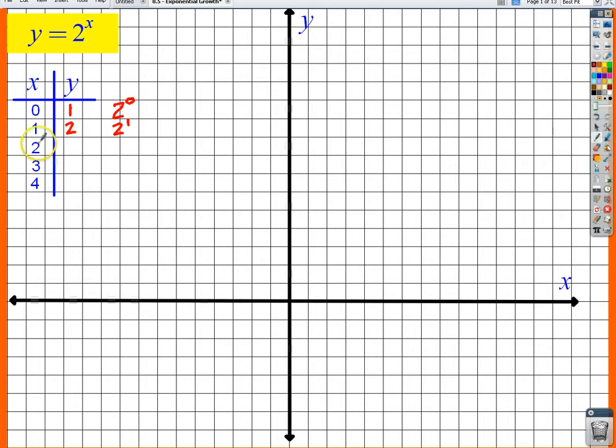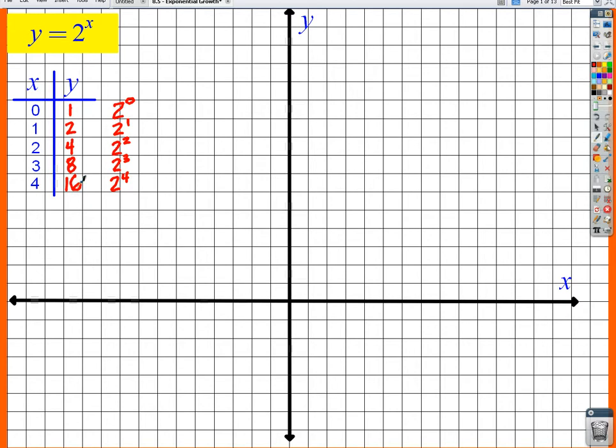And if I plug in 2 up here, it's going to be 2 to the second power, which is 4. If I plug in 3, I get 2 to the third power, which is 8. And finally, I take 4 and plug it in up here, and I get 2 to the fourth power, which is equal to 16.